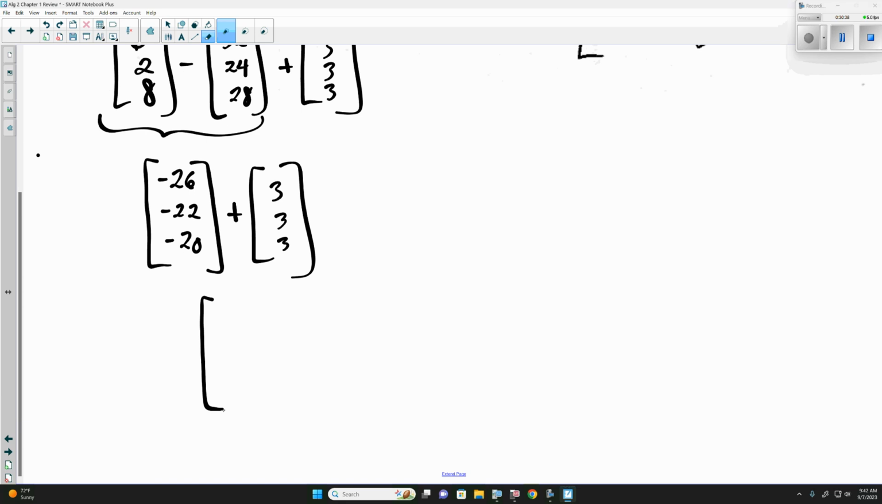Now we add 3. Negative 26 plus 3 is negative 23. Negative 22 plus 3 is negative 19. And negative 20 plus 3 is negative 17.